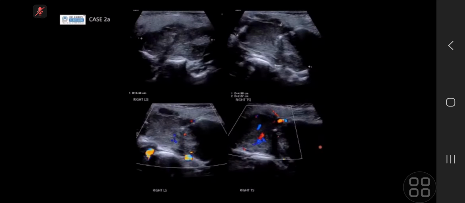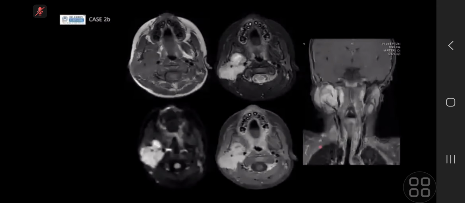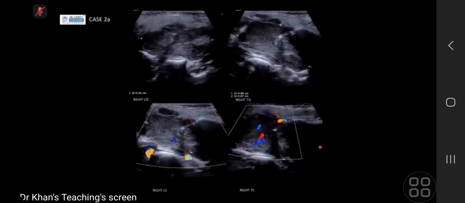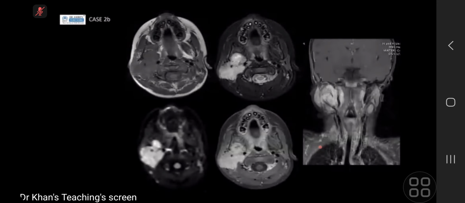Okay, next case. I'll give you two pictures. This is the ultrasound, and that's the MRI. Ultrasound and MRI.